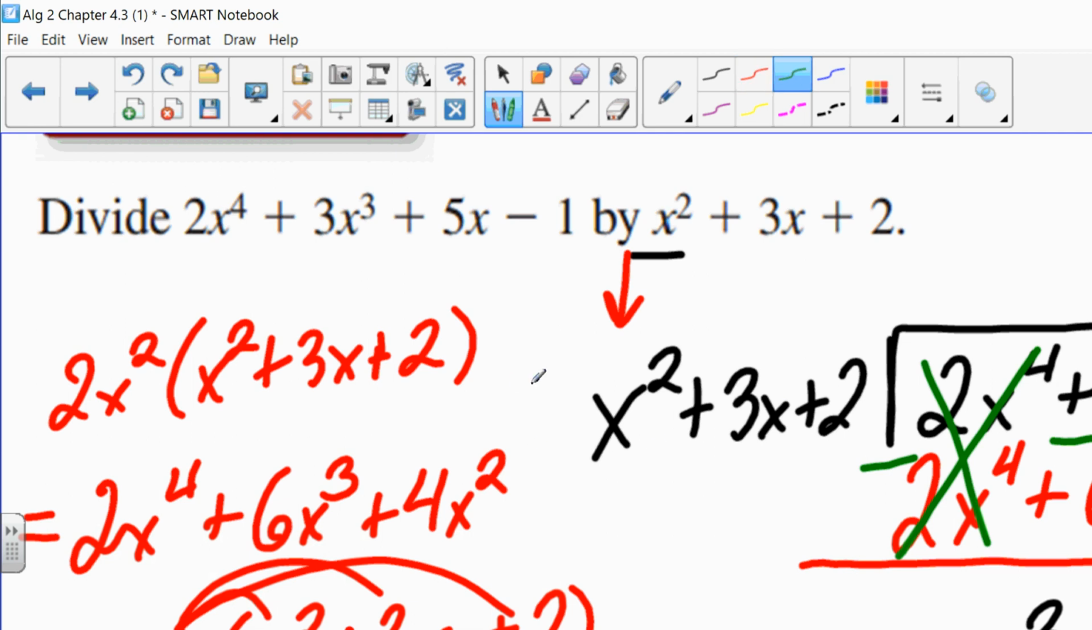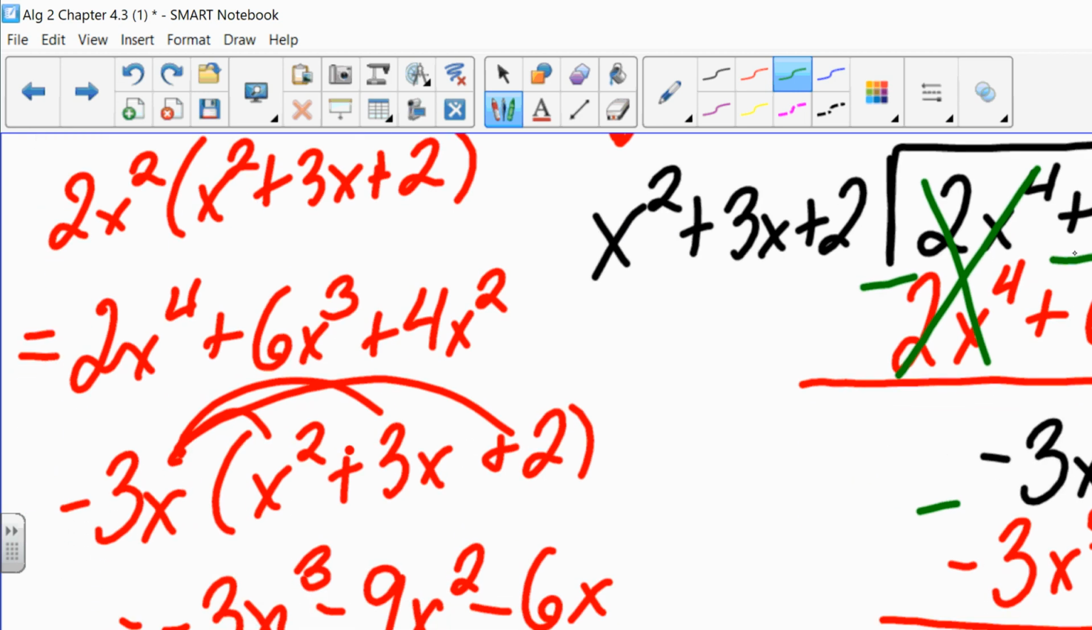And again, we are going to subtract. Negative 3x cubed minus negative 3x cubed is 0. That's going to be 0. Now we'll look at the next one. Negative 4x squared minus negative 9x squared.